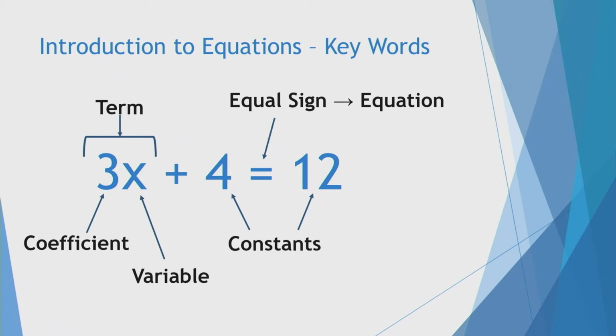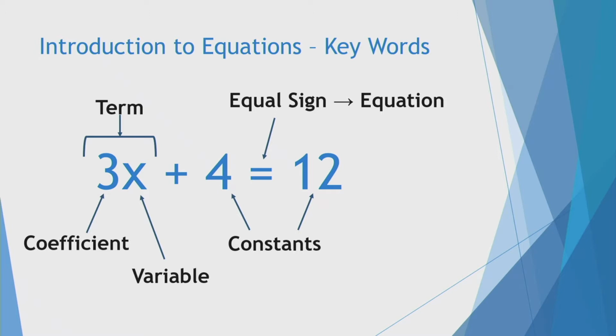Our variable is the unknown in the equation. It's often represented by a letter. It can be X. A lot of times it is X. It doesn't have to be. It could be A, B, any letter in the alphabet. So together, the coefficient and the variable make up a term in your equation.